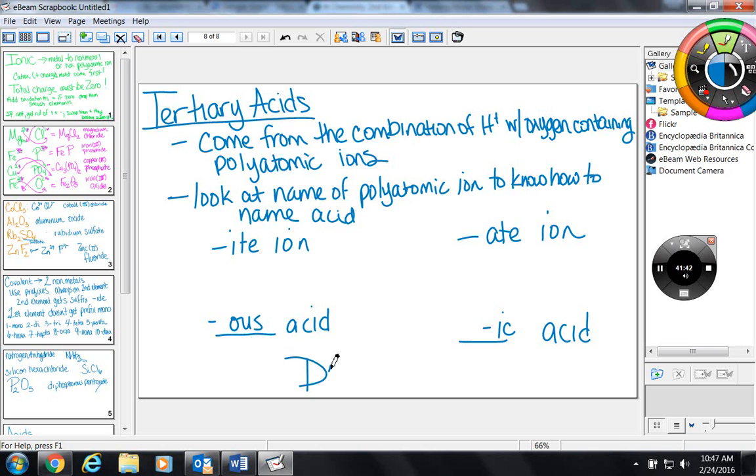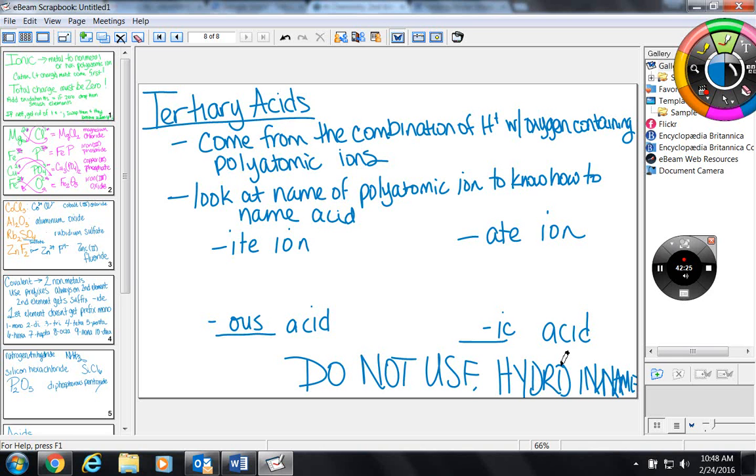Do not use hydro in the name. What about I-D-E? None of these acids use an IDE ion. It's one of the polyatomic ions. None of the polyatomic ions will have IDE. That's how they're tertiary.